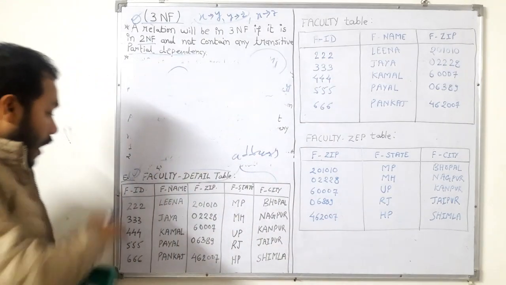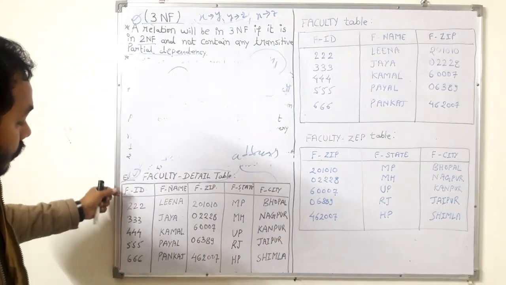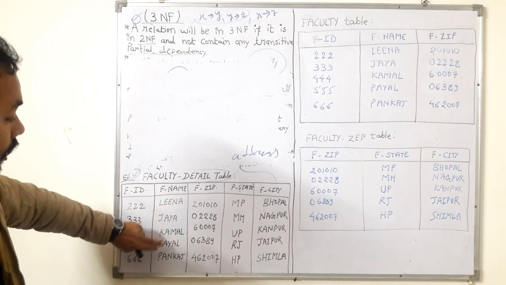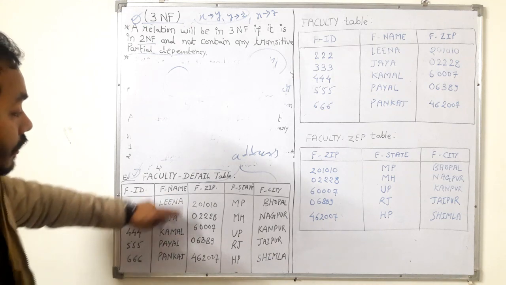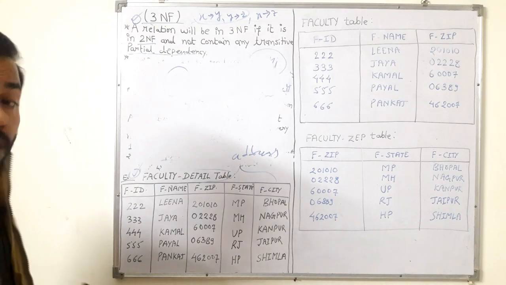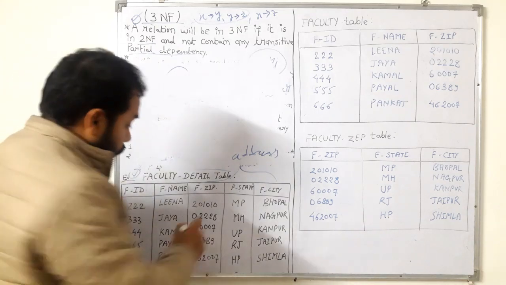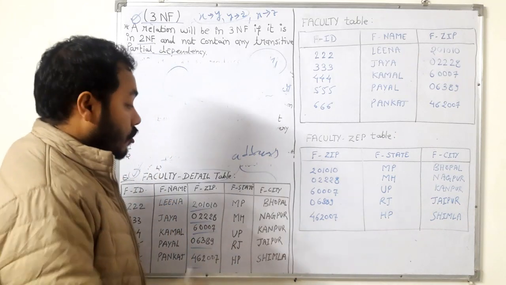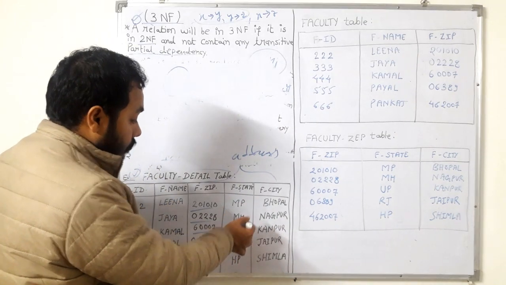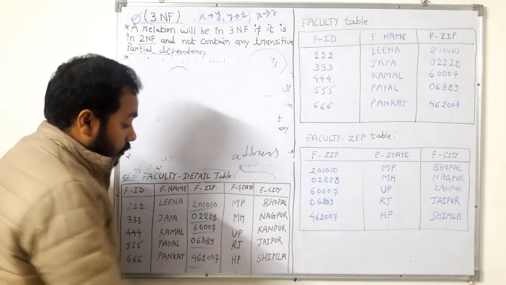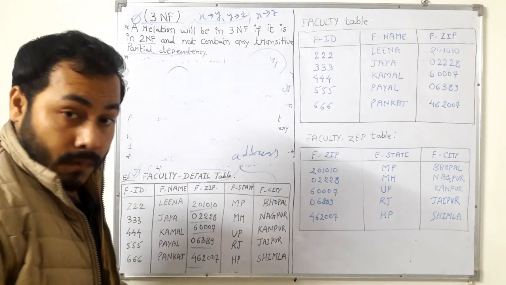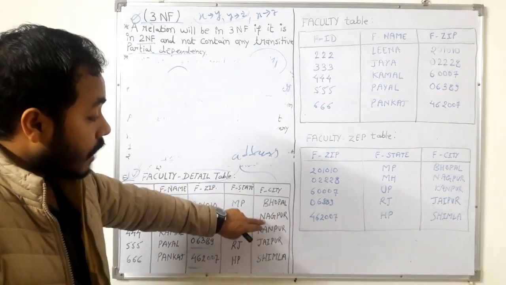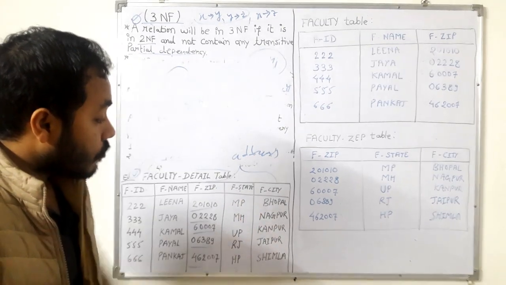Okay. Then we are taking some values, FID, then for the F names, let's say Lina, Jaya, Kamal, Pankaj, like that. Then for zip, you know that pin code. These are also taken randomly. Then some state names as MP, Maharashtra, UP, Rajasthan, Himachal Pradesh, like that. Then FCT, in the state also we have some cities like Bhopal, Nagpur, Kanpur, Jaipur, Shimla, like that.